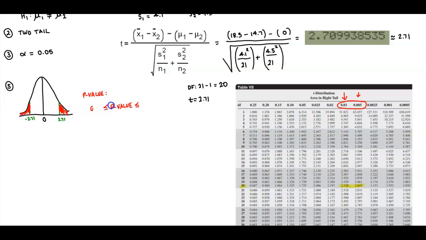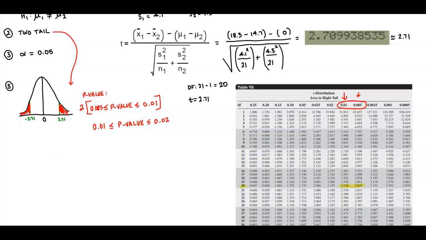The smaller of the numbers is 0.005, and the other is 0.01. Now, because this is a two-tailed test, that means we need to multiply both of these p-values times 2. If we multiply those by 2, we get 0.01, which is less than or equal to the p-value, and this is going to be 0.02.